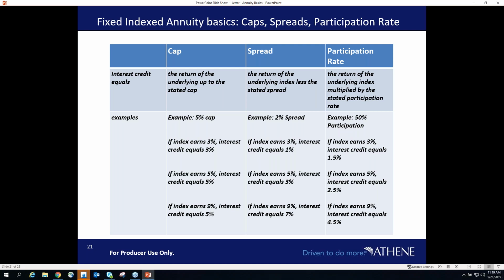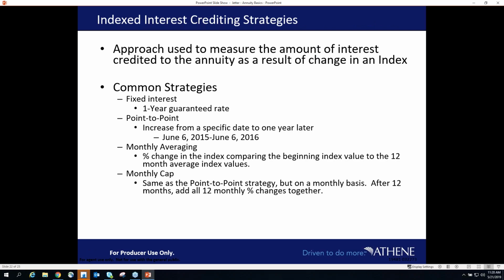Participation rates, this is what we use the most here at Athene. The interest credit is equal to the return of the underlying index multiplied by the stated participation rate. So let's take a look at an example where the participation rate is 50%. If the index returned 3%, the client would earn 50% of that, 50% participation in the index, and that would be 1.5%. If the index earned 5%, the client would earn 50% of that, 2.5%. And if the index returned 9% at a 50% participation rate, the client would earn 4.5%, again, 50% of the 9%. That's how participation rates work.